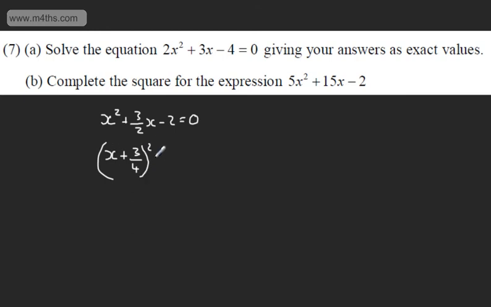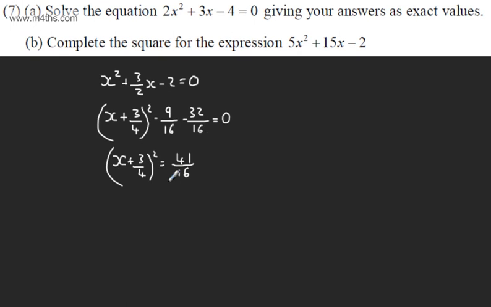We square the bracket and subtract away 3 over 4 squared, which is 9 over 16. I'm just going to rewrite this now as a fraction over 16. That will be 32 over 16. You certainly don't need to do that, as you might already have it on the right hand side. So I can write that x plus 3 over 4 all squared will be equal now to 41 over 16. I've simply added the fractions and added to both sides.